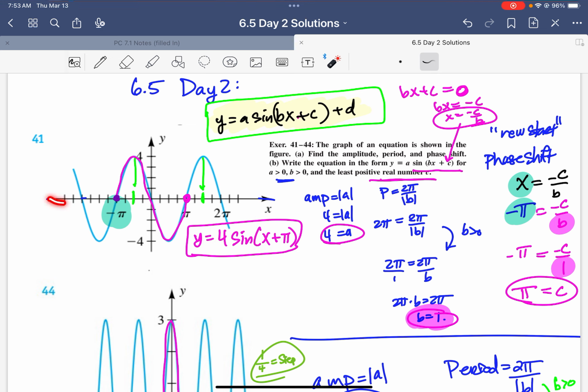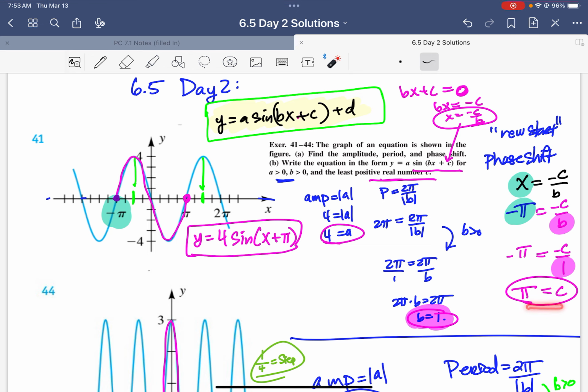It should be pretty clear that d is 0 because the midline of this graph is at y equals 0. But to find c, we know that our phase shift is always negative c over b. So, we found that up here. Remember the way we found it is we said for our function, it wants to start at 0. So if we set the input to 0 and solve, we get that x is equal to negative c over b is where we want to start our cycle.